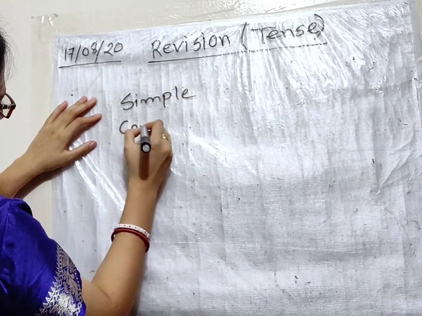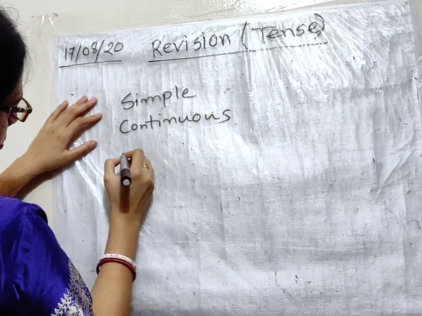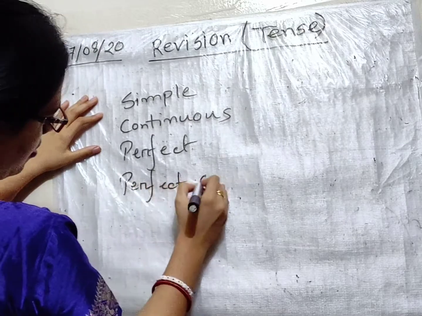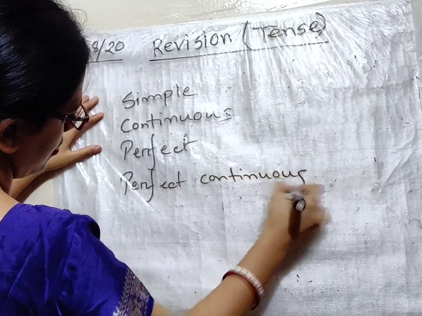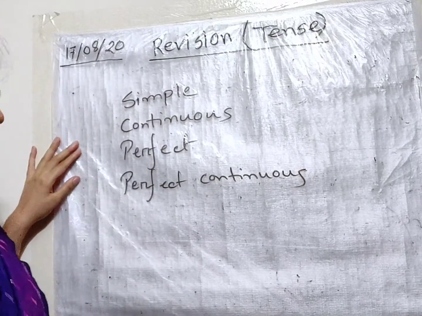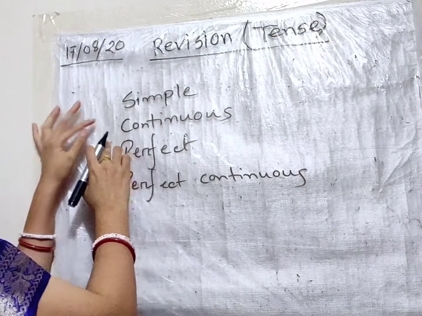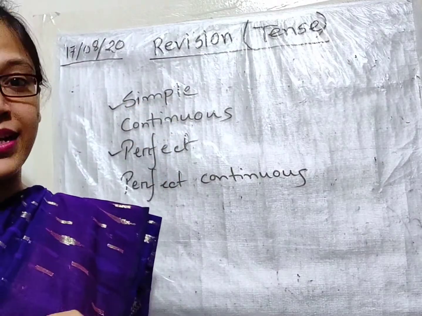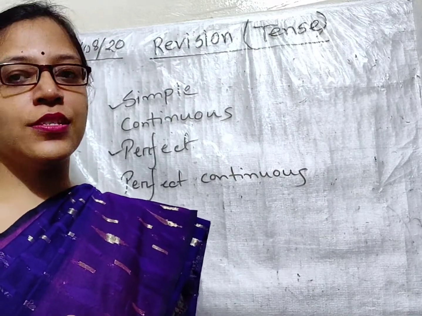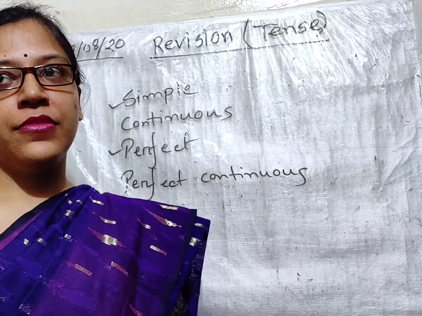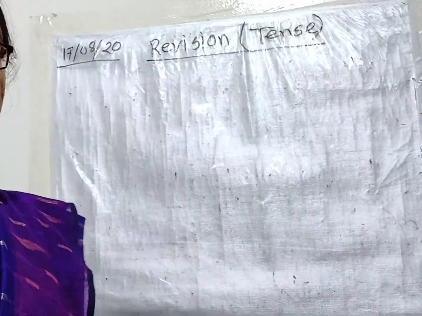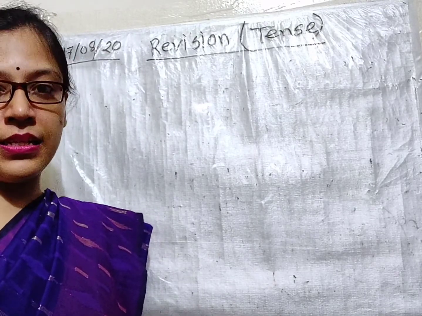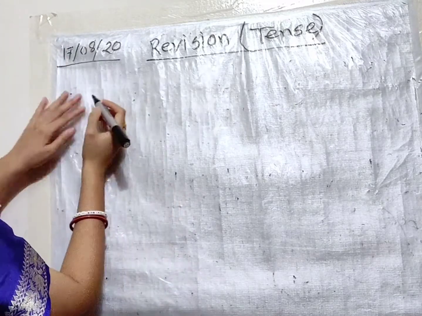So the four extended types of each tense are simple, continuous, perfect, and perfect continuous, right? In this term, we will only discuss simple and perfect. Don't worry, these two are very easy. Just listen to my lesson very carefully and try to understand. At first, we will learn the simple tenses: simple present tense, simple past tense, and simple future tense.